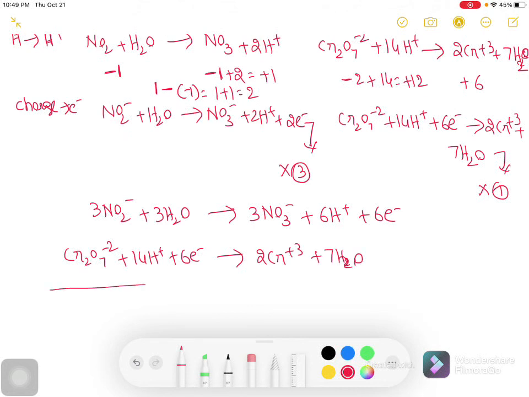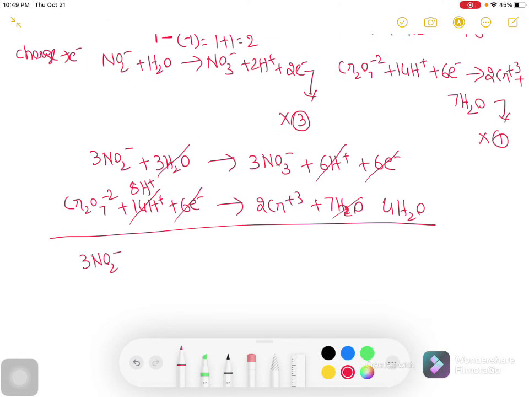And we can cancel the electrons. 6 electrons and 6 electrons get cancelled. Left side 14H plus, right side 6H plus. Cancellation is not division here, it's just subtraction. 14 minus 6, so 8H plus is left. And 3H2O is on the left, 7H2O on the right, so 7 minus 3 is 4H2O. So we get 3NO2 minus plus Cr2O7 minus 2 plus 8H plus gives rise to 2Cr plus 3 plus 3NO3 minus plus 4H2O.